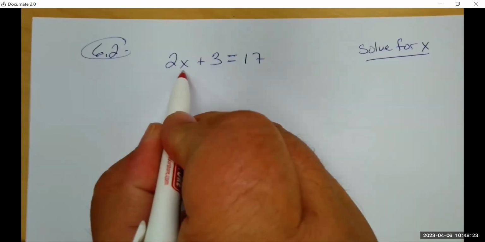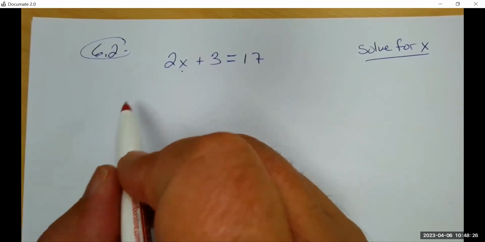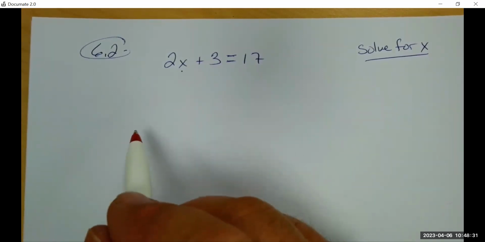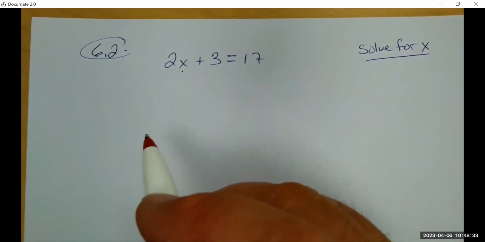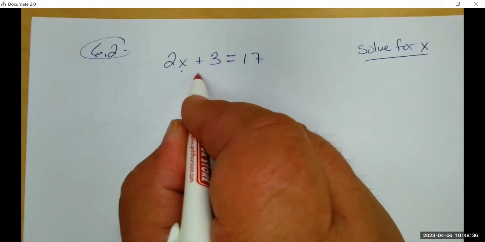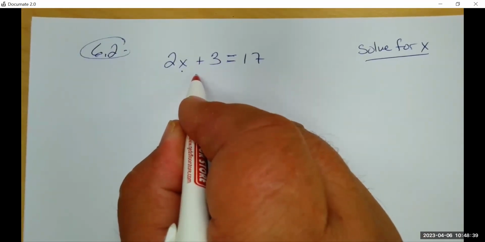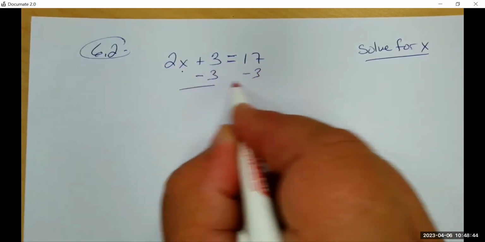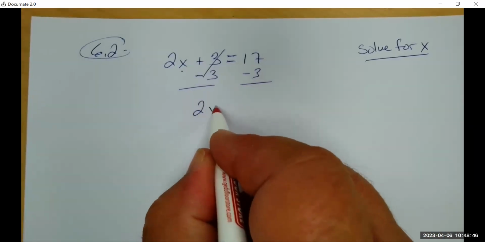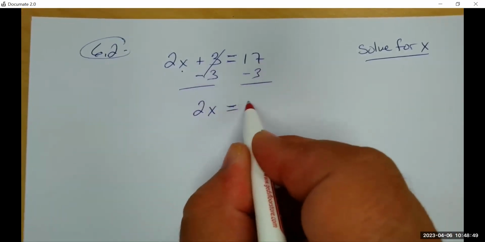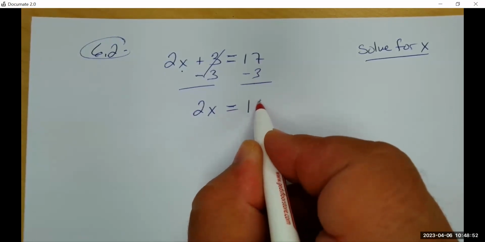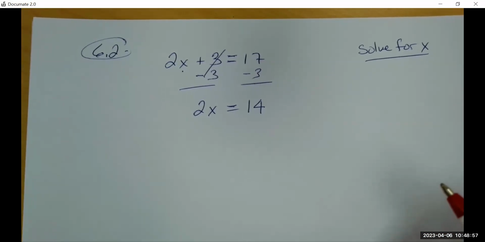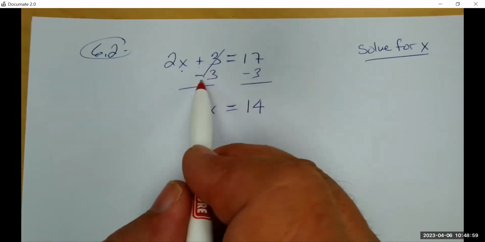We want to get the x by itself. So to get the x by itself, what do we have to get rid of? The 3. Right, how? We subtract 3 from both sides. 17 minus 3 is? No, 14. Remember, it's opposites. That's a positive, so I have to put a negative.